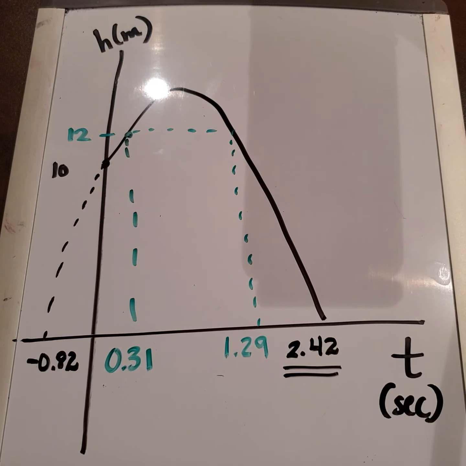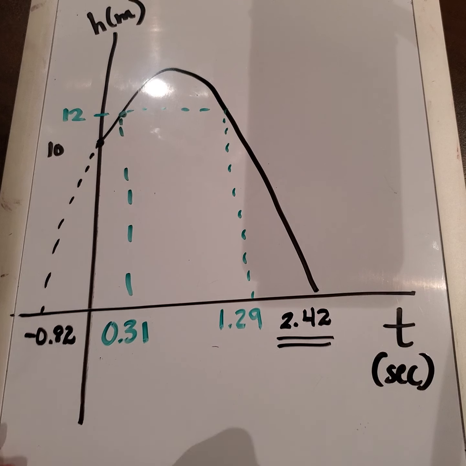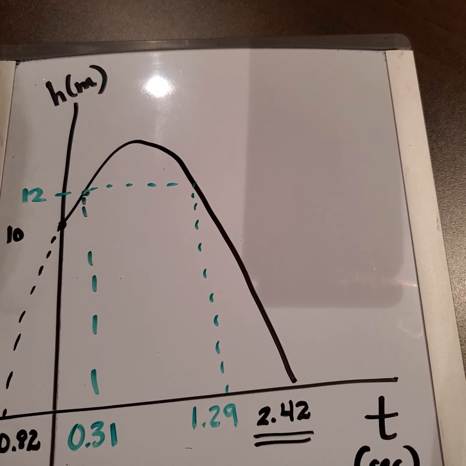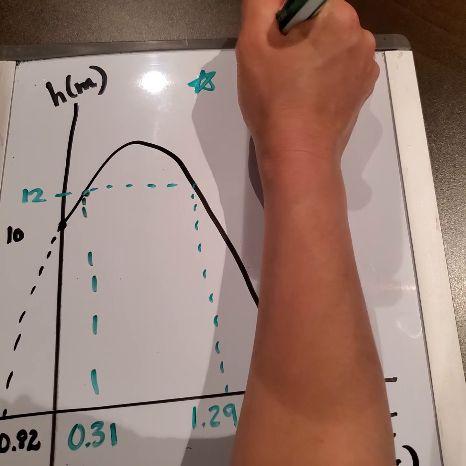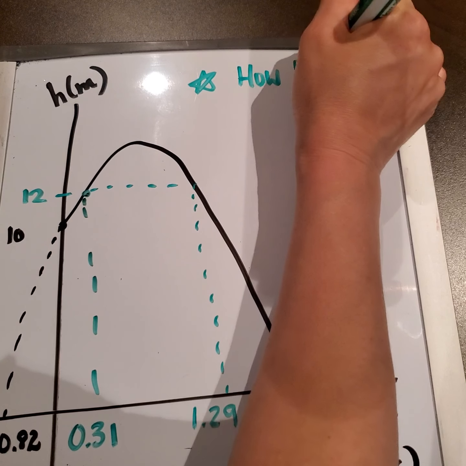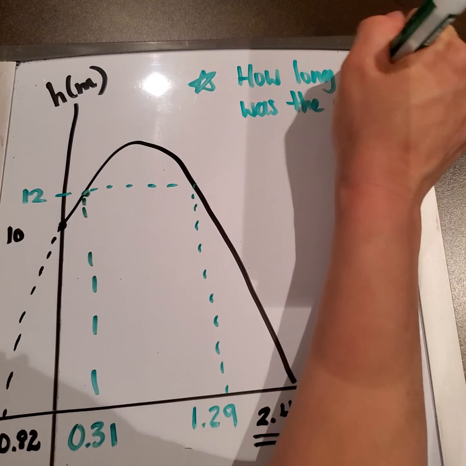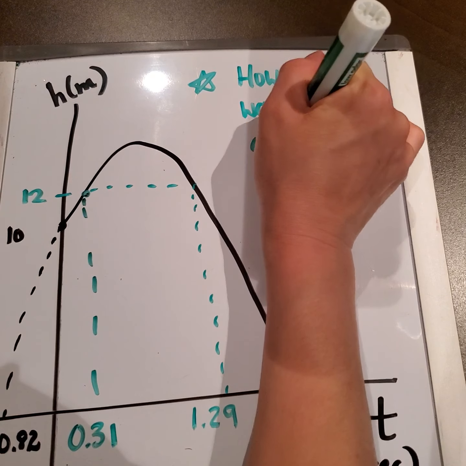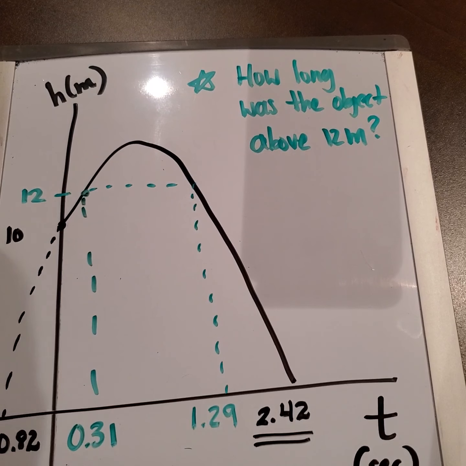Now, you might come across a homework question where it says how long. So I'm adding this in because I don't want you to get stuck if you see this on an assessment or in the homework or on a drill. If the question had been worded like this, how long was the object above 12 meters? Okay.